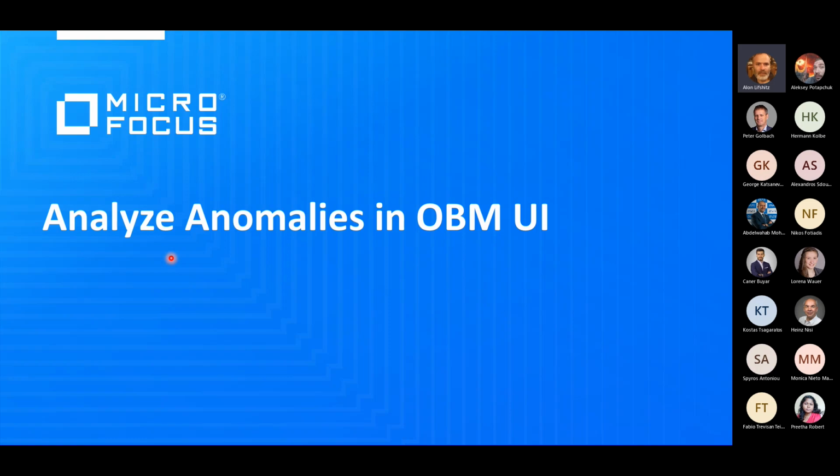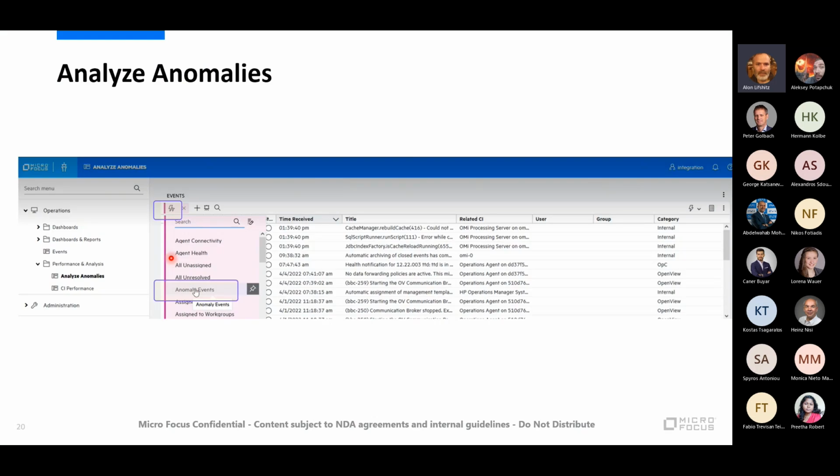Okay, we will move to another feature that we don't have in our SaaS environment at the moment, which is the analyze anomalies in OBM UI. If you go again to the suite level, here on the OBM UI, you will see also under the performance analysis, you will see the analyze anomalies. And this brings you the UI of OBA into the suite. It's very useful. You don't need to use 2 applications. You have only 1 application.